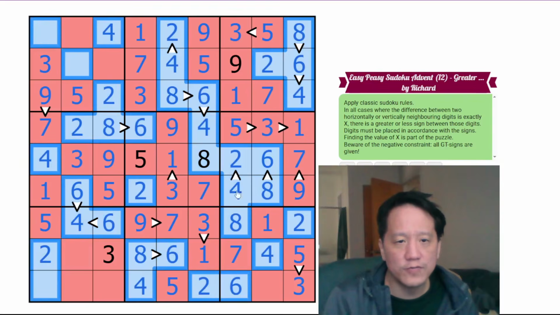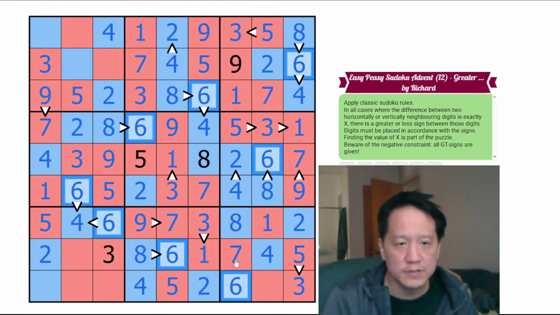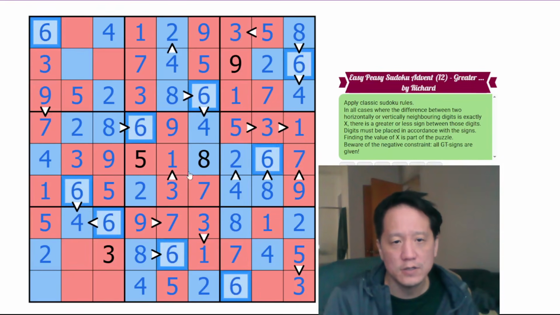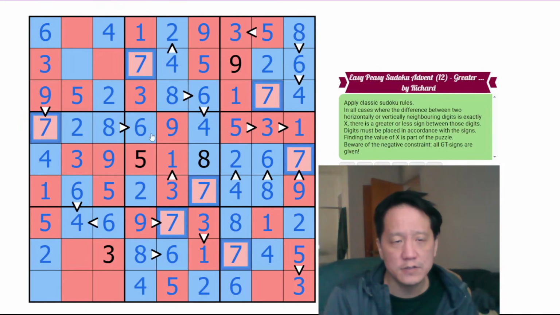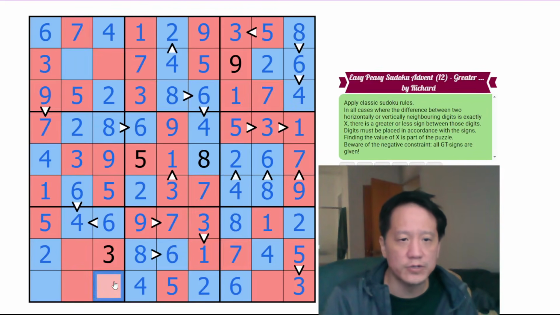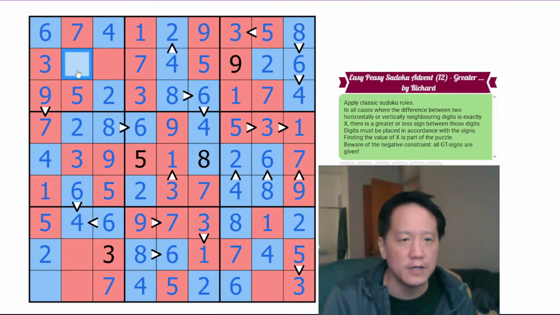Okay, so that was 4. What about 5? We have all the 5s, it seems. Yep. 6s. We have 8 6s. We know where the last 6 has to be. It has to be there. 7s. 7 has to be in row 1 here. And we have 8 7s, so we know where the last 7 has to be. It has to be there. 8s are the remaining even digits. So this is 8 and this is 8.